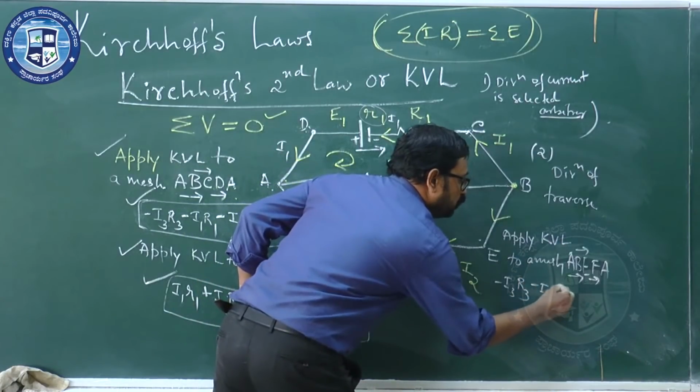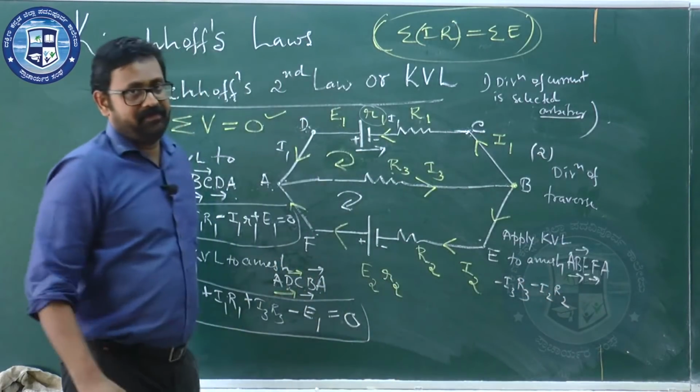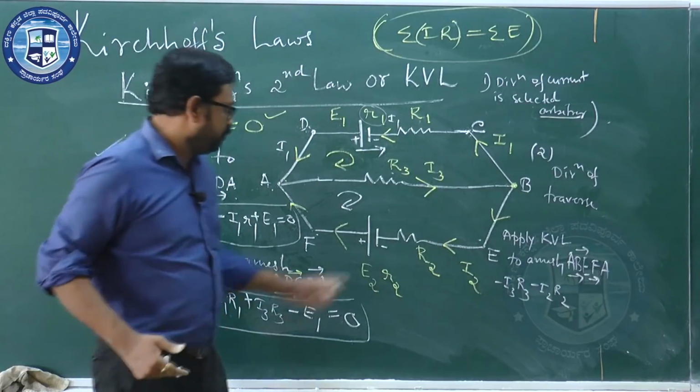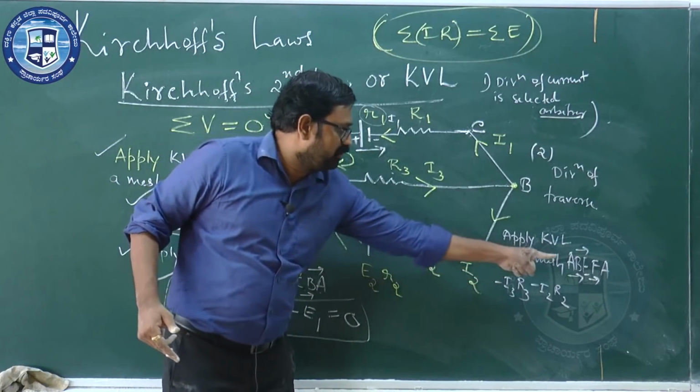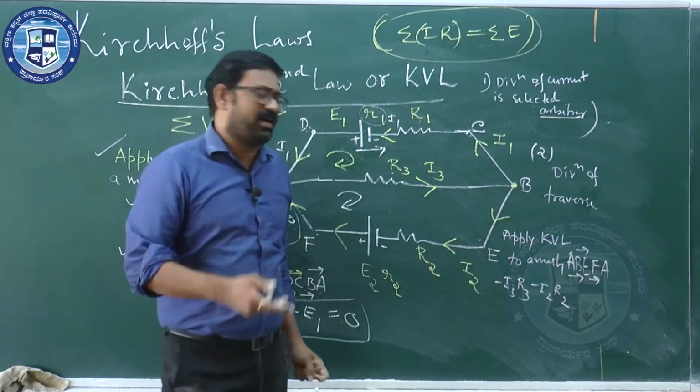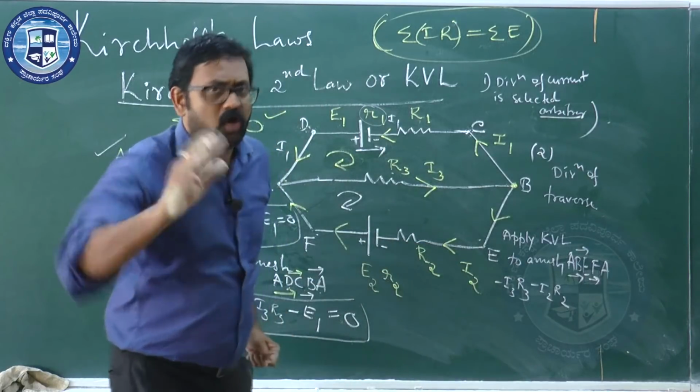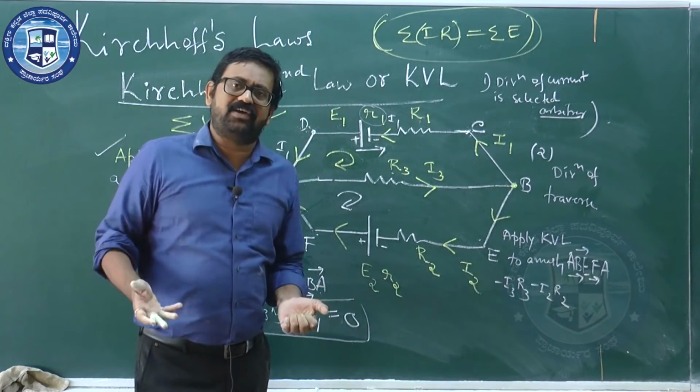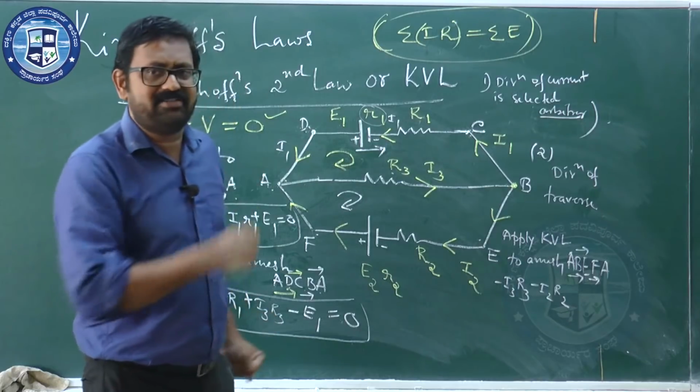Minus I2 R2. I am telling the answer with the sign convention. Why minus I2 R2? What is the direction of the traverse according to the naming? E to F. What is the direction of the current? E to F. What is the product of IR? Obviously negative, only because the direction of the current is the same as the direction of the traverse. That time the product of IR is negative.